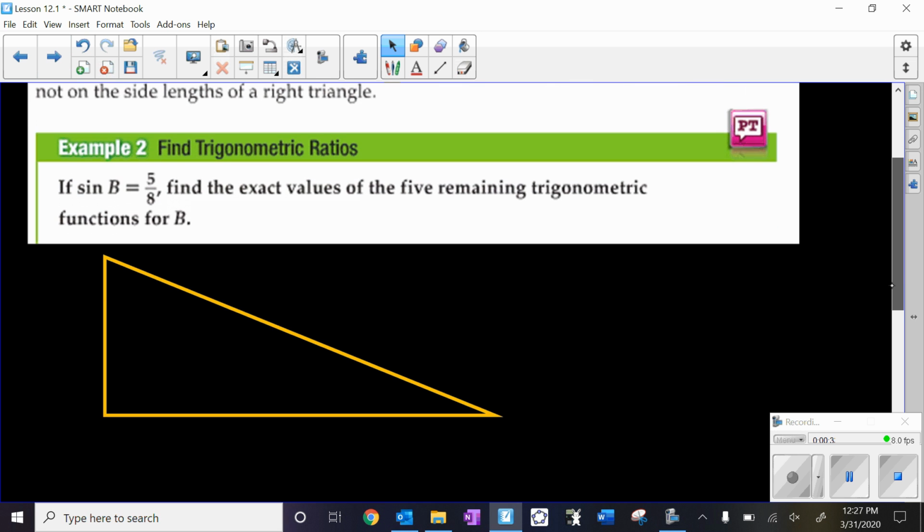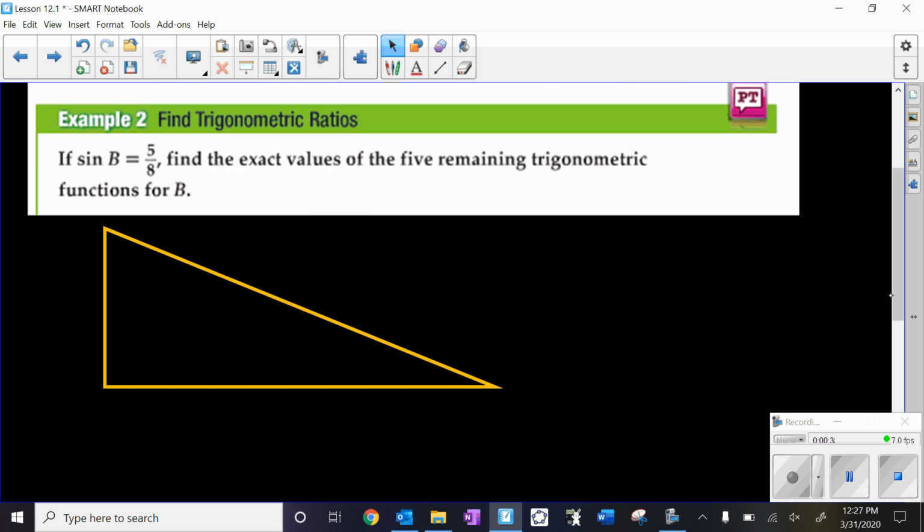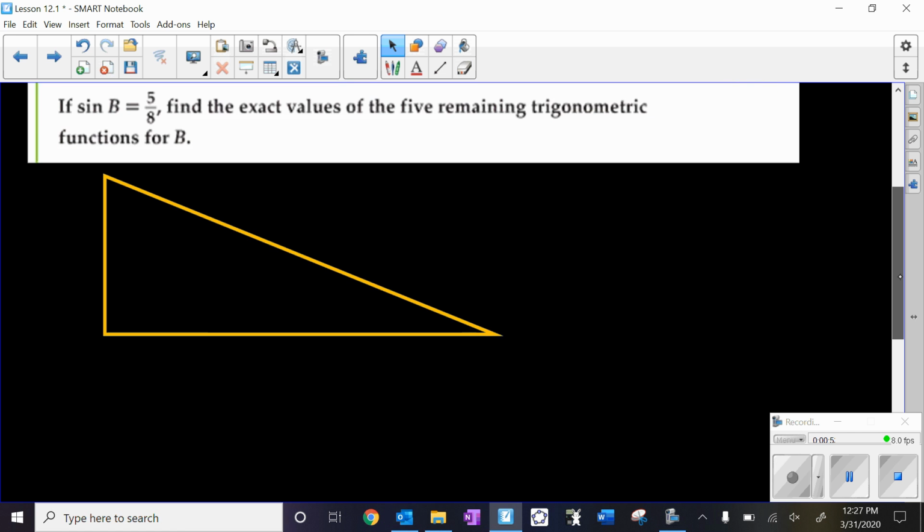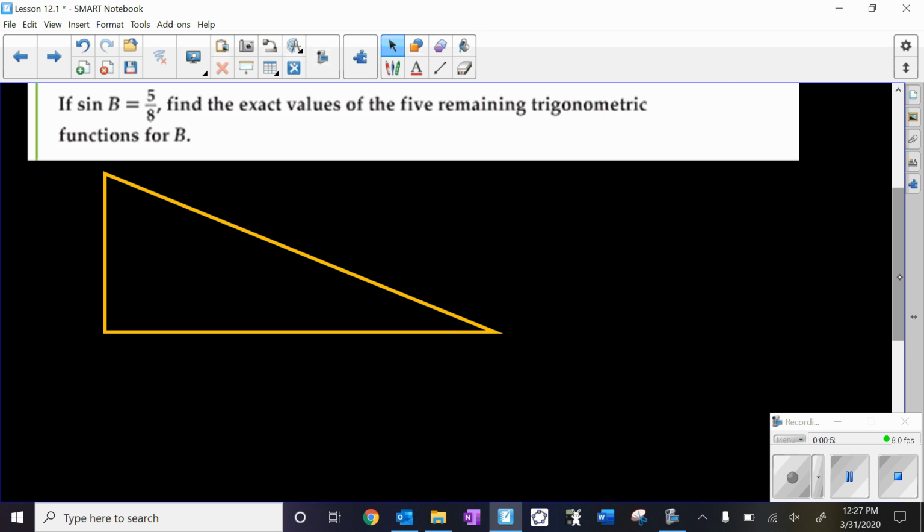Okay, so now using kind of the same idea as we did in example 1, we're now going to look at example 2, which states if sine of B is equal to 5/8, find the exact values, I don't want decimals, of the 5 remaining trig functions for B. And we're actually going to do all 6 of them, even though they gave us 1.